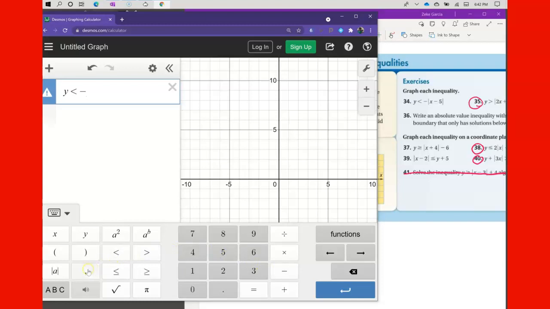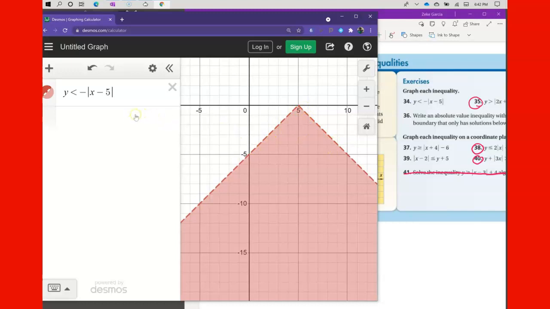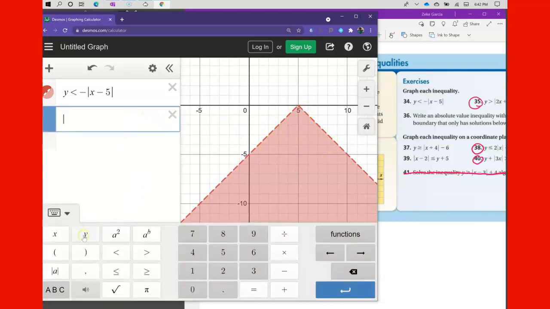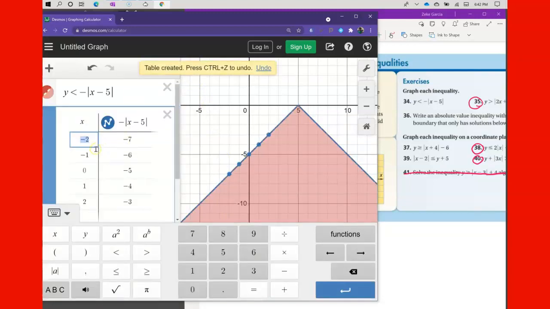Negative, and then of course you have the absolute value of x minus 5. And so this is where your graph is. Now if you want to get points on this, I recommend you graph at the same time the equation y equals the negative absolute value of x minus 5, and then when you go to your gear, you'll be able to make points that are on this graph.